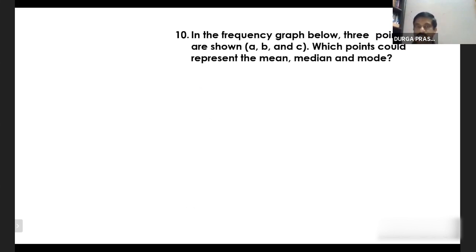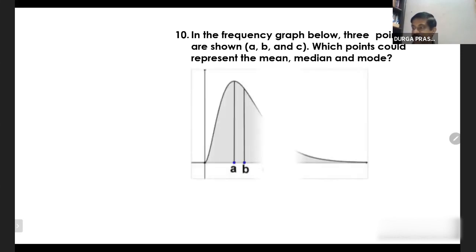So now let us go to the next question. In the frequency graph below, 3 points are shown: A, B, C. Which point could represent the mean, median, and mode?